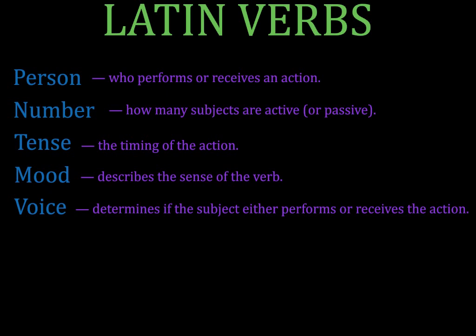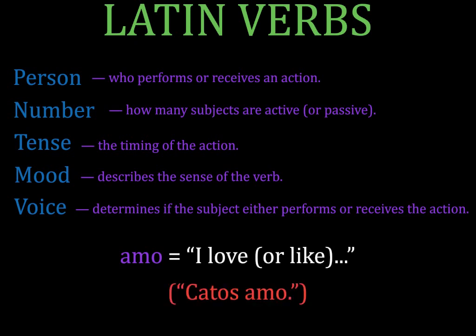To see these categorizations expressed tangibly, let's look at the finite verb amo. Amo is equivalent to the English phrase I love or I like. Usually, verbs point to a direct object, such as I like cats, which in Latin is cattos amo.